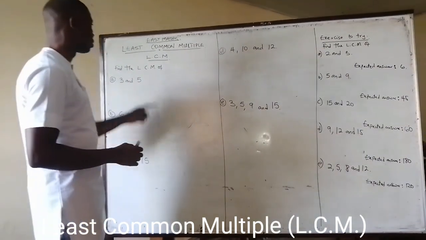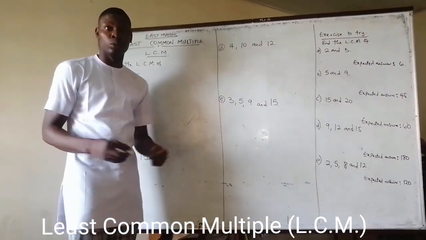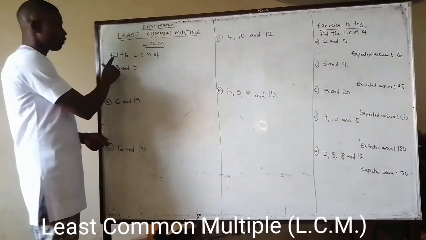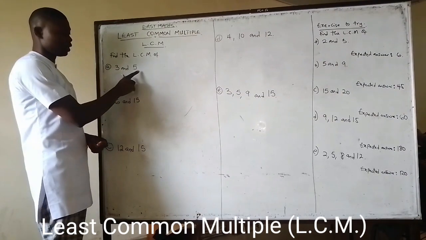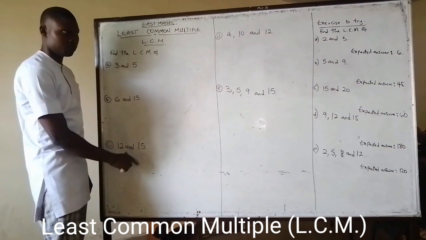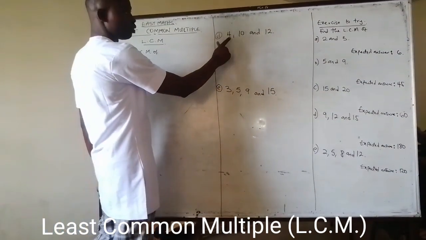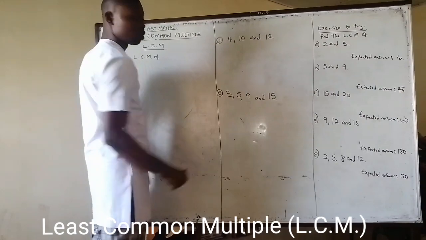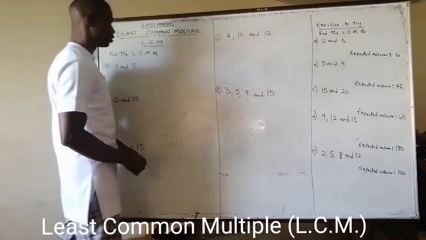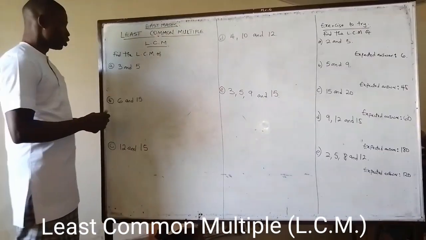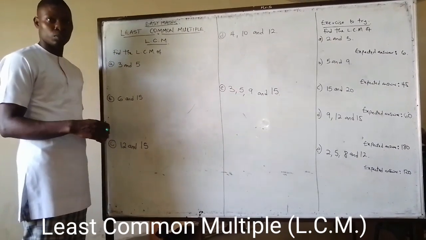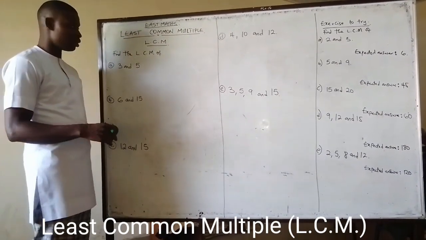Today we're going to be talking about least common multiple, commonly known as LCM. We have a problem here to solve. Find the LCM of 3 and 5, of 6 and 15, of 12 and 15, LCM of 4, 10 and 12, and the last one, LCM of 3, 5, 9 and 15. To be able to solve this problem, you need to have a knowledge of your multiplication table, and you're also good at dividing.